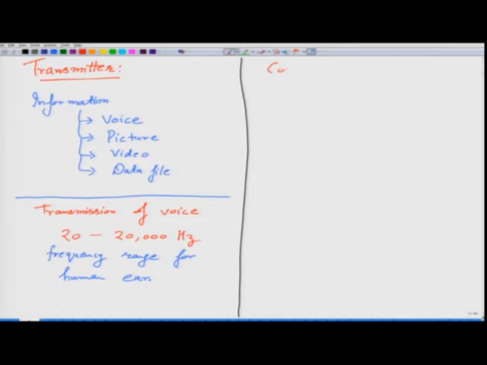So, first thing that we want to do is whatever information we have, be it in the form of voice, picture, video or data file, we want to convert this into electrical signals. How exactly we do that? For voice, we use a transducer in the form of a microphone. So, for all of these different kinds of information, first thing that we need is to convert it into electronic form. The first requirement is to convert the information into electrical signal or electronic form, and that is done by using a device that is called transducer.